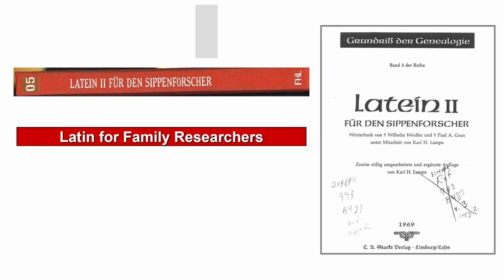The last resource I will talk about is Latein 2 für den Sippenforscher, or Latin 2 for lineage or family researchers. This resource is very helpful when dealing with Latin in vital church and other records. It is a Latin-German dictionary. It includes a section on Latin forms of German surnames. This shows that Aldeander is the Latin form of the surname Hoffmann.